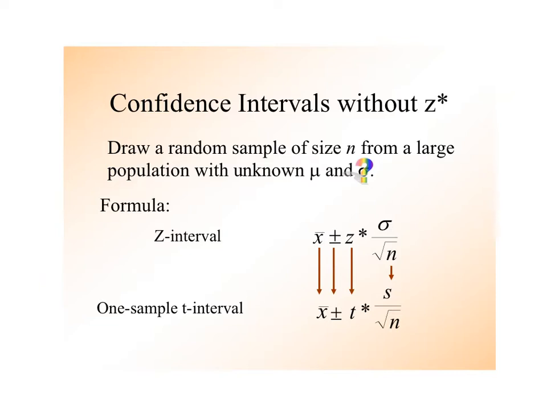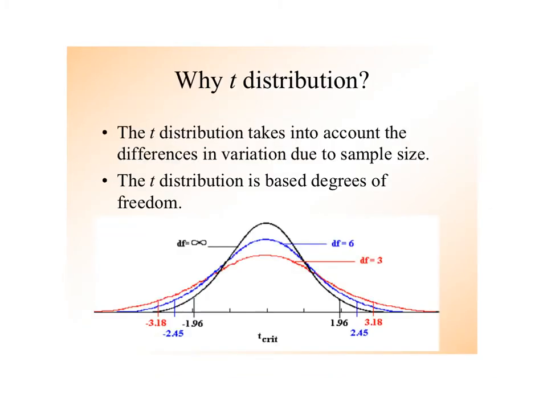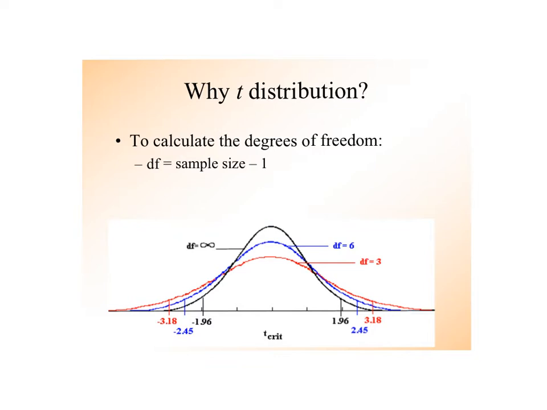All right. The next thing I want to talk about is the t-distribution itself. On this slide, we have the following diagram, and it's a t-distribution. One thing we want to note is that the t-distribution takes into account the differences in variation due to the sample size. The t-distribution is based on the degrees of freedom. The new thing that I'm introducing in this lesson is something called the degrees of freedom. Now, the formula for the degrees of freedom is basically n minus 1. It's the sample size minus 1.